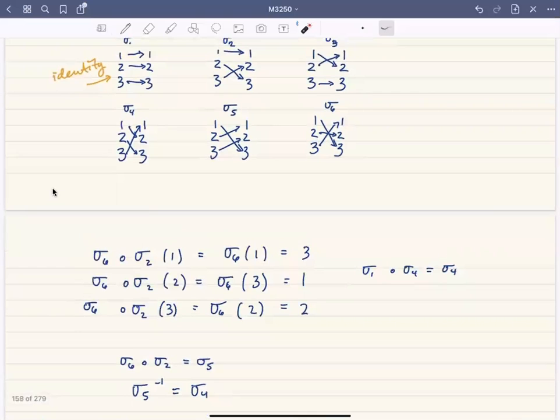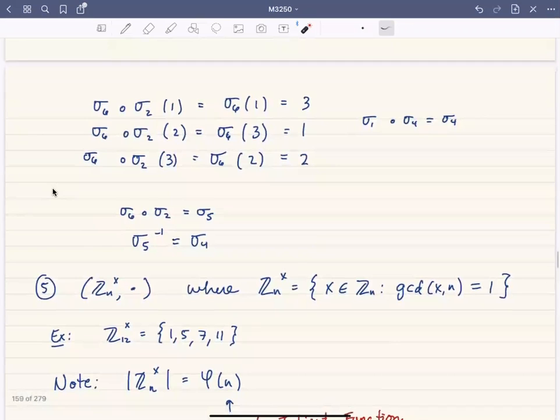There's a lot more to say about this object in an abstract algebra class, but for now we just want to introduce the idea of a group. So this is a good, interesting example. One more good, interesting example is what's called the multiplicative group mod N. Okay, so this is again the multiplicative group mod N.